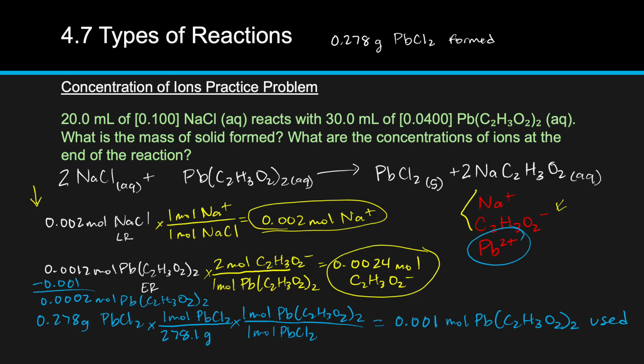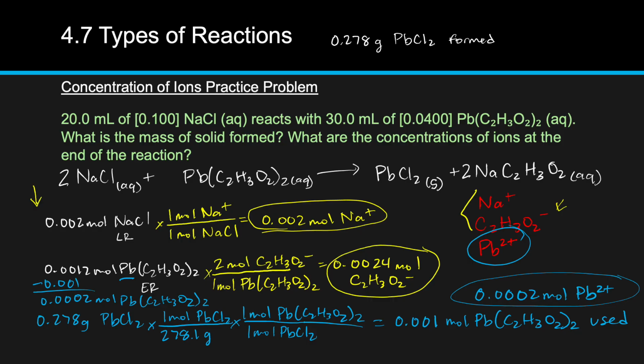to get how much remains of that. So since it's only 1 Pb in that equation, we know we are left with 0.0002 moles of Pb2+ in our reaction beaker at the end. So now we have our moles of our 3 ions that are present in the reaction beaker at the end of the reaction.